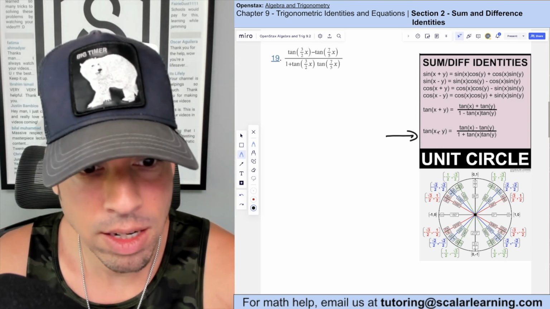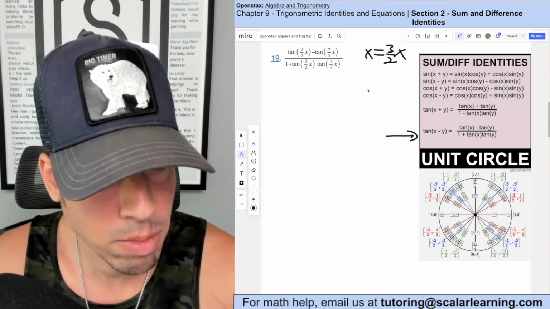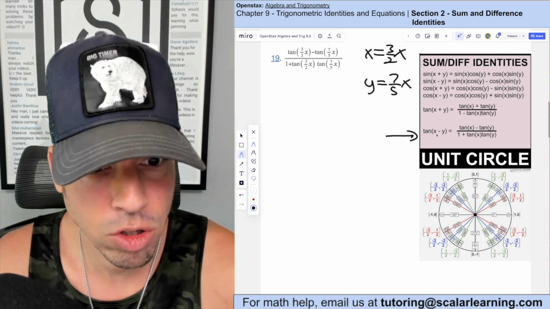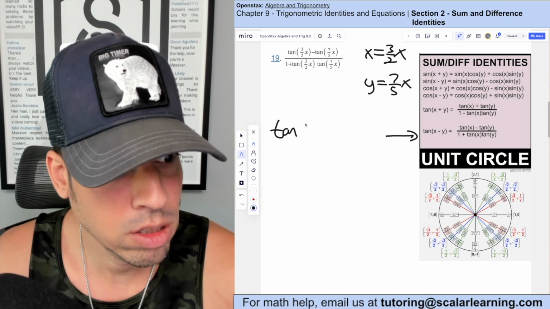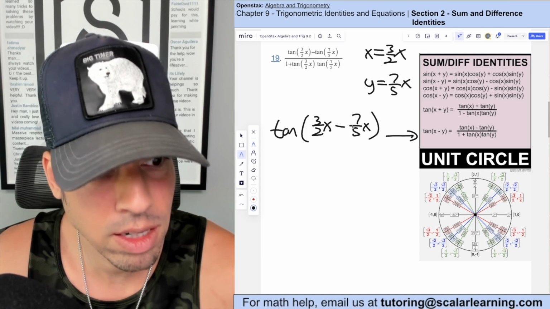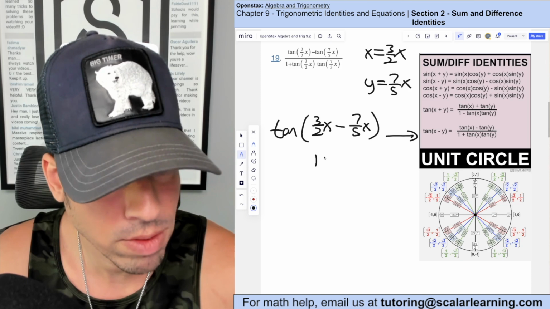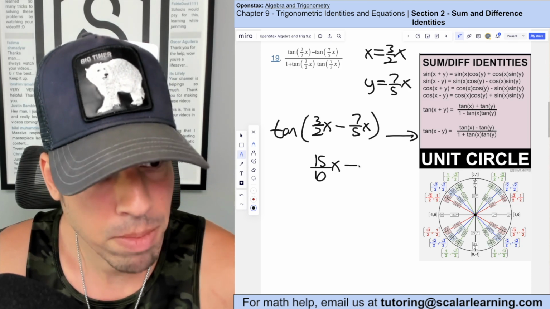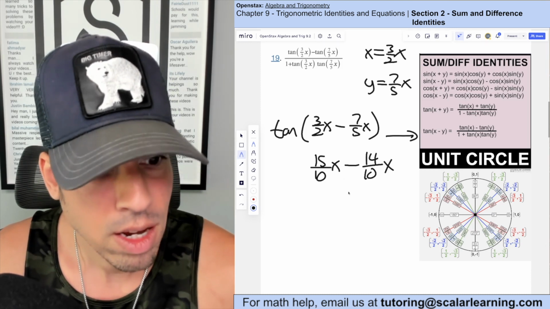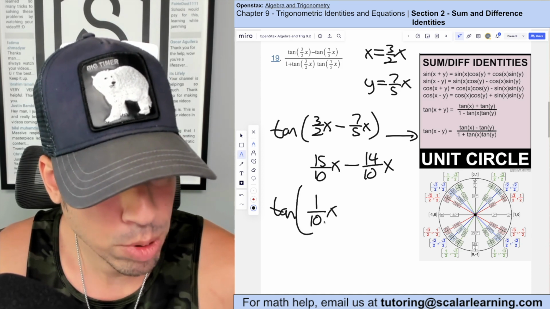And I'm seeing that x in my formula is 3/2 x, and y in my formula is the second argument, which is 7/5 x. Okay, now let's put it all together. So it would be tangent of 3/2 x minus 7/5 x. Then we can get common denominators and consolidate. So multiply that by 5 over 5, that's 15 over 10x, minus, multiply this by 2 over 2, which is 14 over 10x. And that just becomes tangent of 1 over 10x, boom, done.